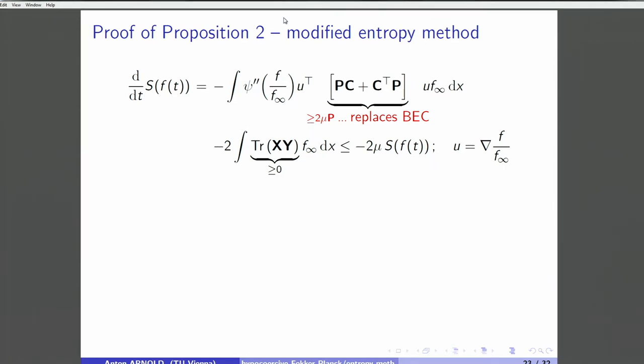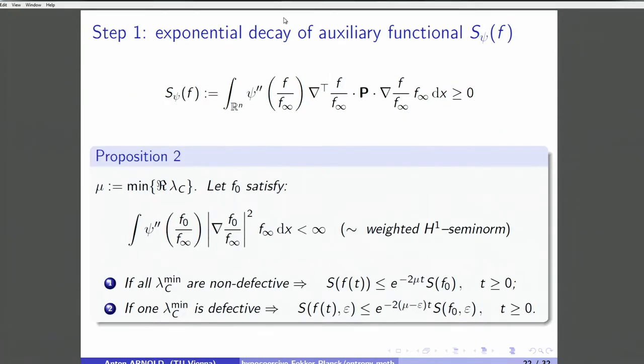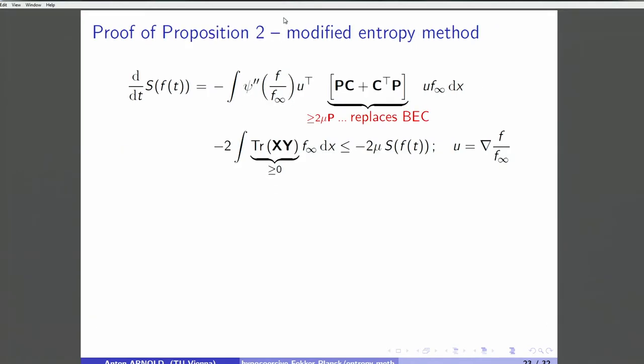So we have to compute the time derivative of the modified entropy dissipation. This is this functional S. And this time derivative can be written as a sum of two terms. There are two to three pages of computations, which I skip. So first, we have a term here that looks very similar to the functional that we started from. We have a second derivative of the entropy generator psi, and here we have this quadratic form of the gradients of solution over steady state with some matrix in between. So here we have almost the same.